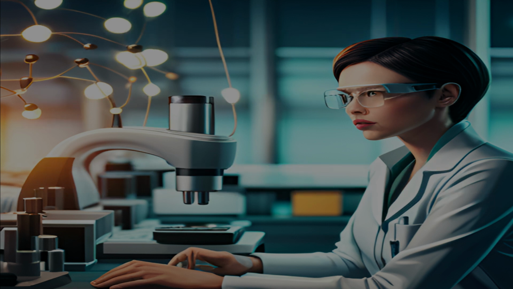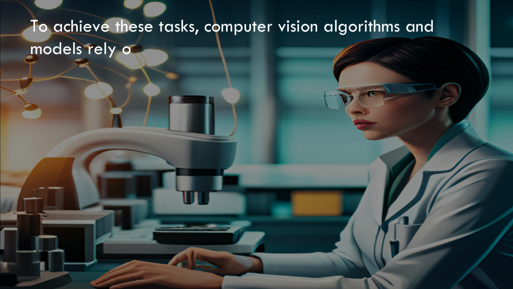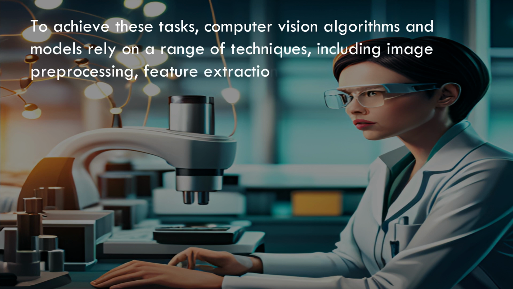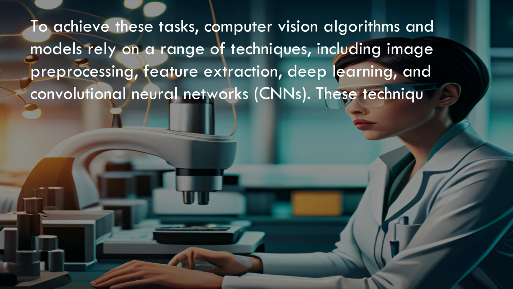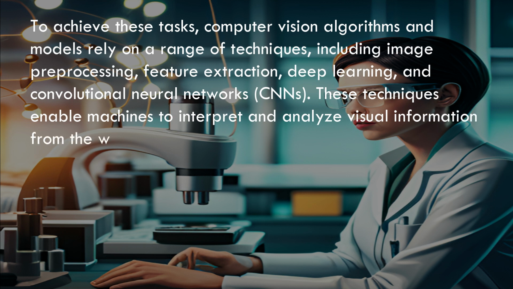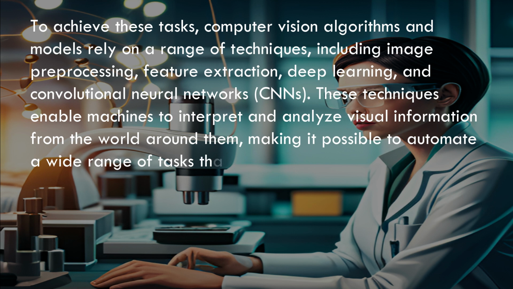To achieve these tasks, computer vision algorithms and models rely on a range of techniques, including image preprocessing, feature extraction, deep learning, and convolutional neural networks (CNNs). These techniques enable machines to interpret and analyze visual information from the world around them, making it possible to automate a wide range of tasks that were previously performed by humans.